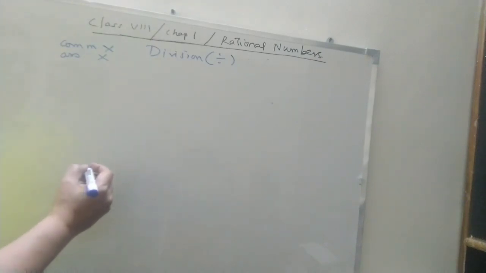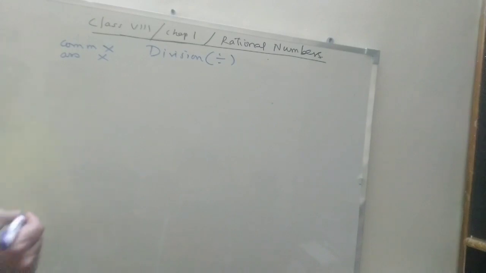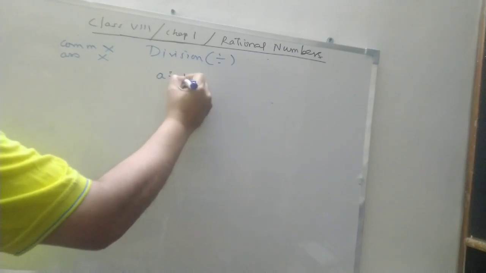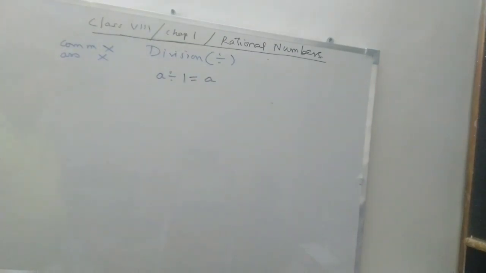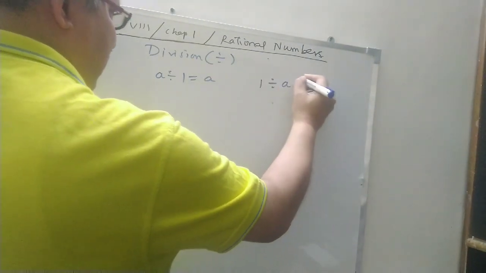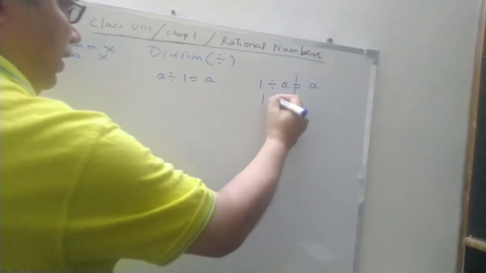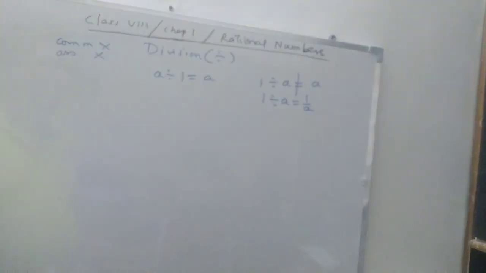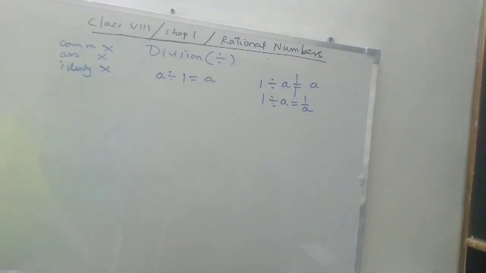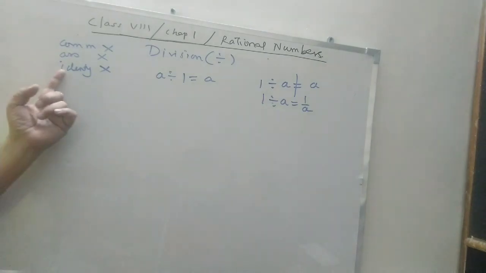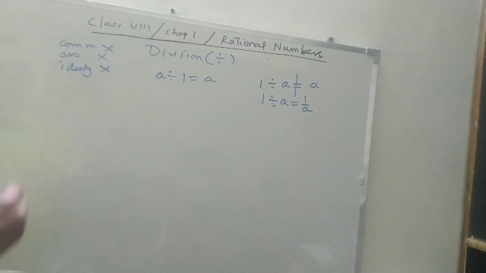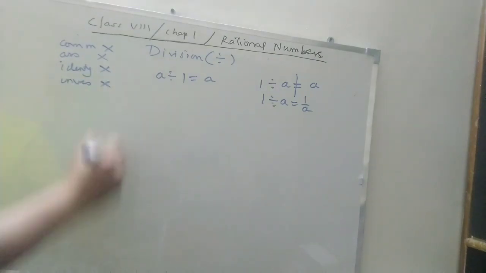Let us talk about identity. Say A divided by 1 is equal to A. Is it correct? Yes, of course. But when we reverse this, 1 divided by A, is this equal to A? No, because 1 divided by A will become 1 by A. So obviously, an identity is not possible. Now, as we had read earlier, if identity is not possible, inverse will also not be possible. So naturally, inverse is also not possible.